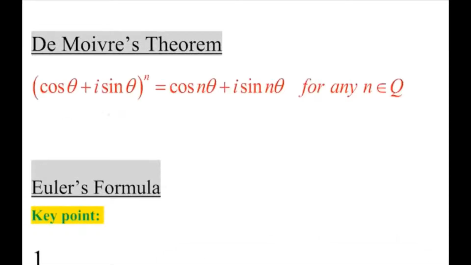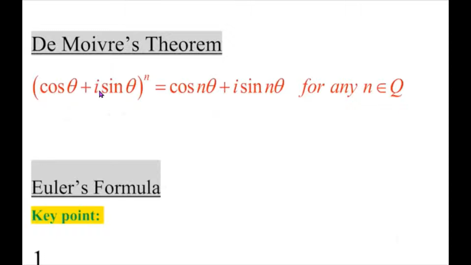Now, De Moivre's theorem. The statement of this theorem goes like this. (cos theta plus i sin theta) whole power n is cos n theta plus i sin n theta. Remember, in order to apply this, the real part of this complex number must be with cosine and the imaginary part must be in sine. So then you can multiply the argument, that is theta, by the power.